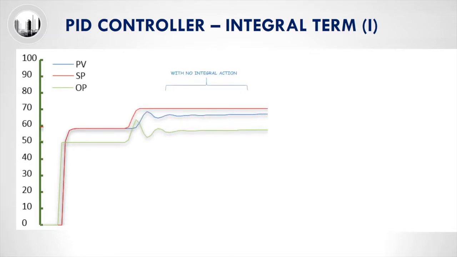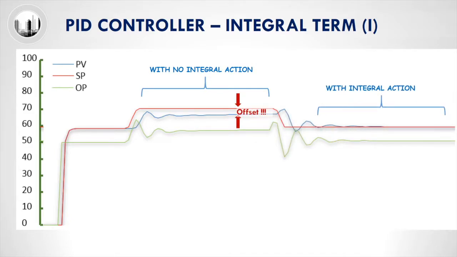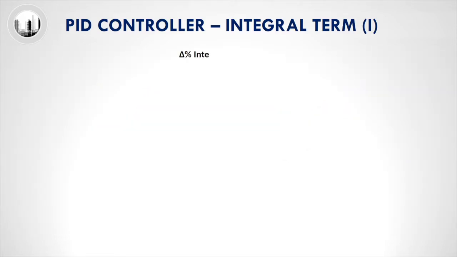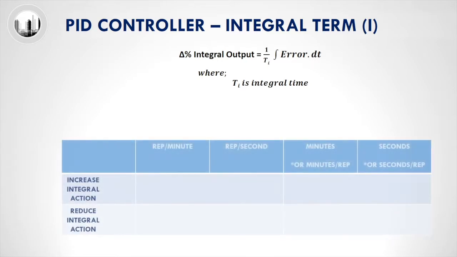In the earlier example, we have learned that proportional-only controller can generate offset. When offset happens, what can we do to eliminate the offset? This is where the integral action of the controller comes in. By introducing integral action, the offset is eliminated. Integral action of the controller generates an output correction that is directly proportional to the accumulated error over time. Mathematically, this is defined as the integration of error. A constant Ti or integral time is applied to scale the output calculated.